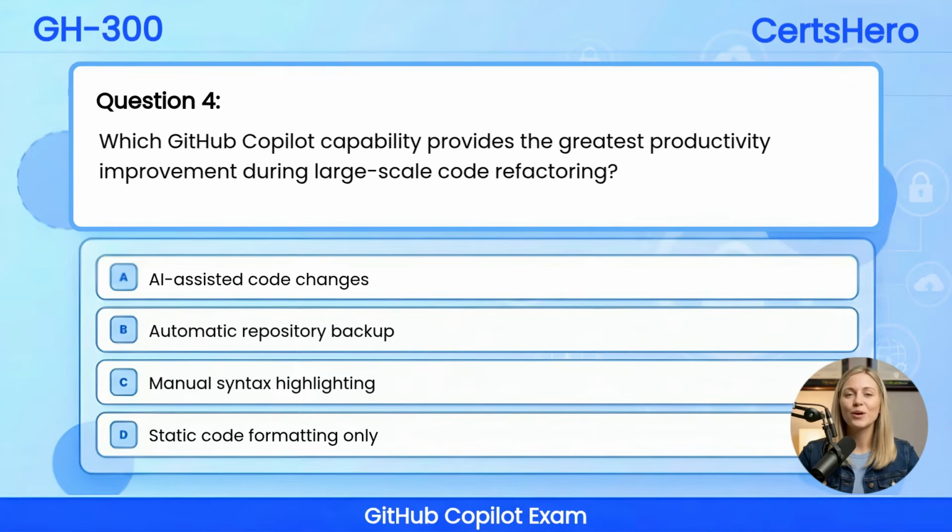Question 4. Which GitHub Copilot capability provides the greatest productivity improvement during large-scale code refactoring? A. AI-assisted code changes. B. Automatic repository backup. C. Manual syntax highlighting. D. Static code formatting only. Pause for 5 seconds and choose the correct answer.